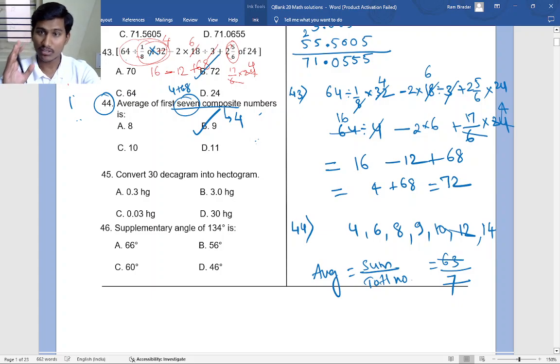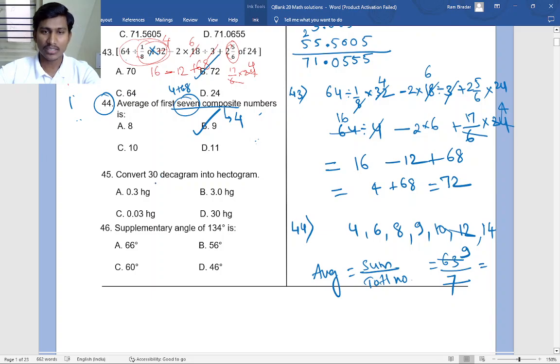Okay. So this is how you have to do. Remember, how do you find the average? Total, that is sum divided by total numbers. Sum of the numbers which you have got, and then total numbers are how many, that you have to count, and then that's it. Easy, right? Okay. So here let's do the 45th question now.